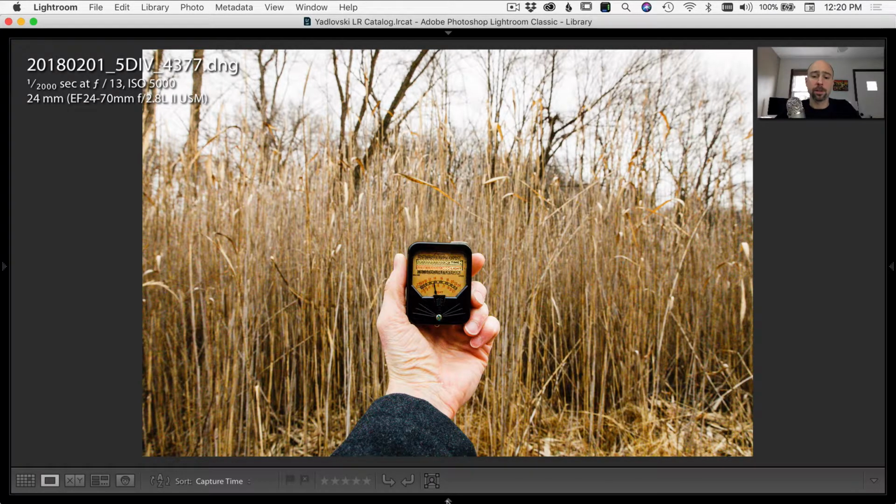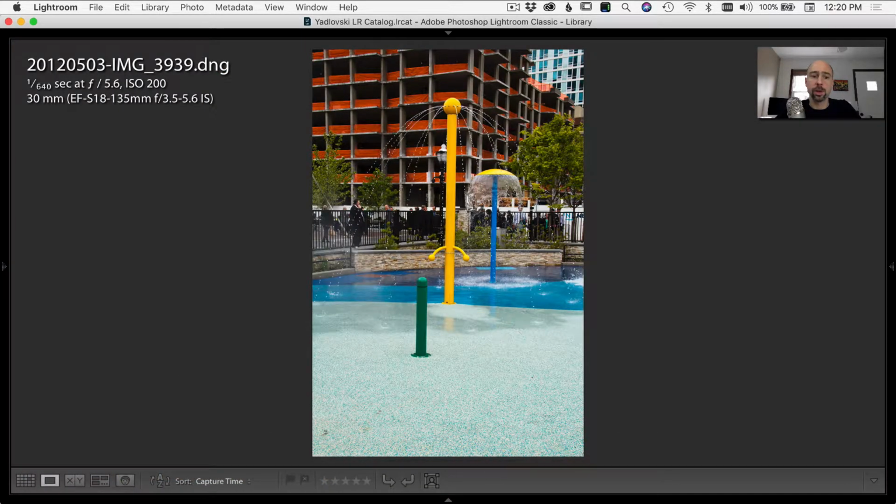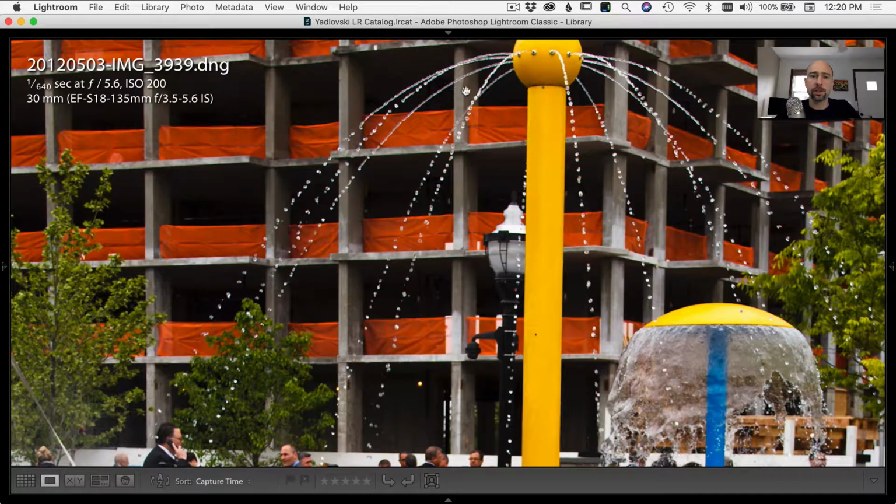I have a few other images here to show you to demonstrate shutter speed. So here we have a fast shutter speed, 1/640th of a second. And you can see here it's freezing the drops of water as they come down. Now to your eye, this just looks like a constant stream.